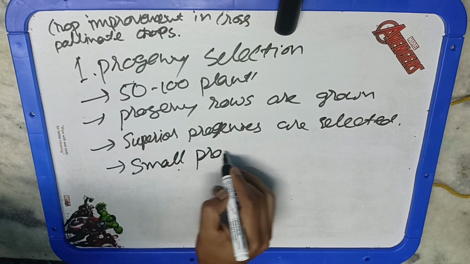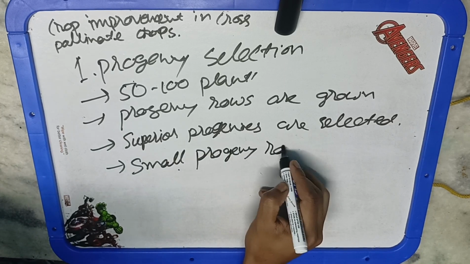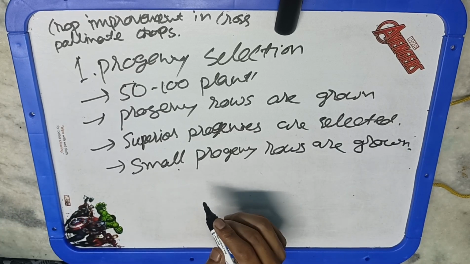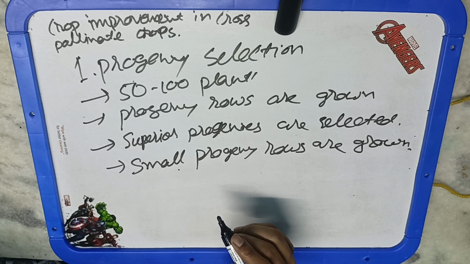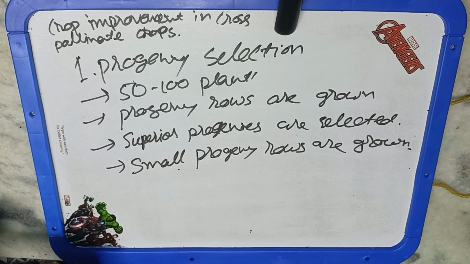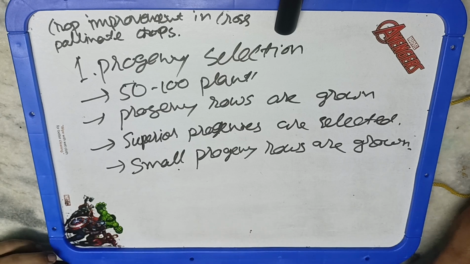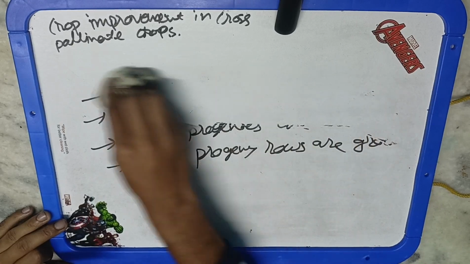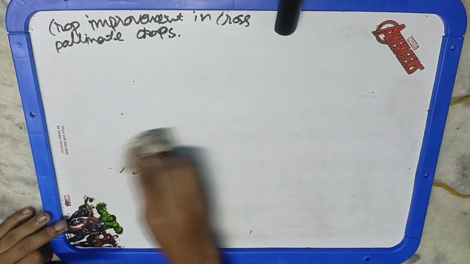Then small progeny rows are grown, and the process of selection and raising progeny rows is repeated until a superior population is obtained. Because we are doing everything in cross-pollinated crops, we have to have a superior population, not a superior plant. So maybe 2 or 3 selection cycles. At the end, the superior families will be selected and composited to produce a new variety. This is the progeny selection. Progeny selection you can easily understand: based on the performance of the progeny, we are evaluating the parent. So this is the basic concept.